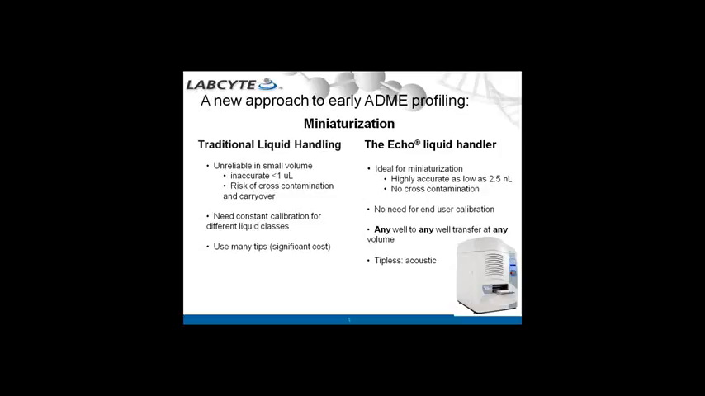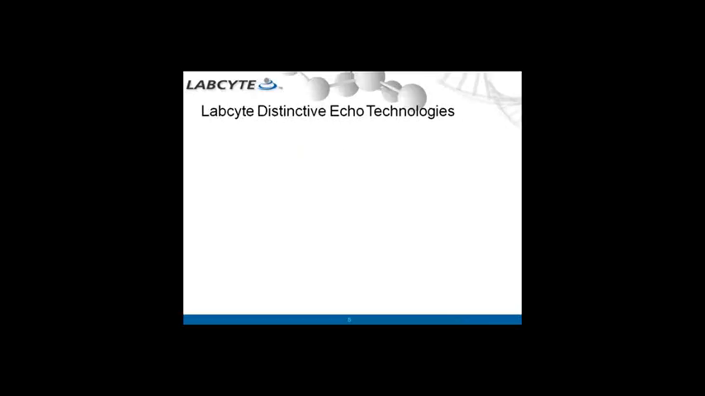For the Echo liquid handler, however, we can transfer as low as 2.5 nanoliter with high accuracy, and there's no cross-contamination and carryover. Echo can transfer a broad range of fluid without the need of user calibration. There's no tips involved. Echo uses focused sound energy to transfer.